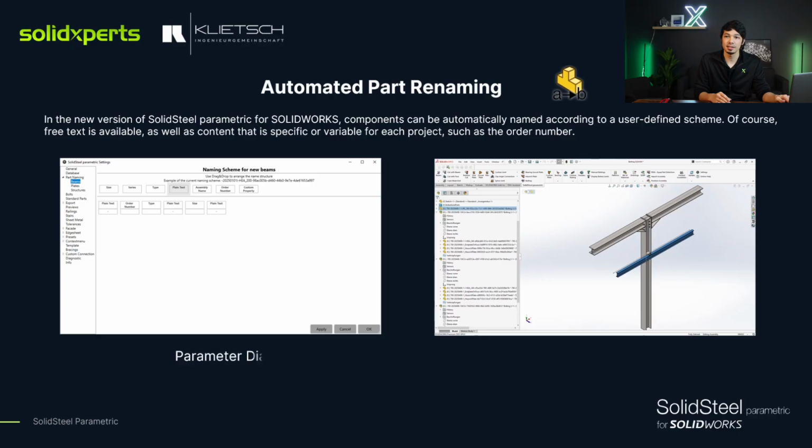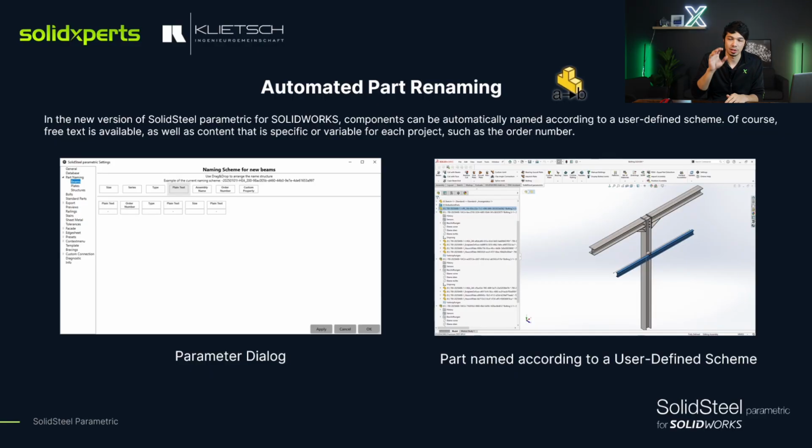And last but not least, automated part renaming. So parts can actually now be renamed according to a user-defined naming scheme, where you can incorporate things like free text, some variable values, or even some of your own custom attributes like order numbers and so on. Those can all be added to your file name as well. So this ensures consistent file naming within your enterprise and improved project organization overall.